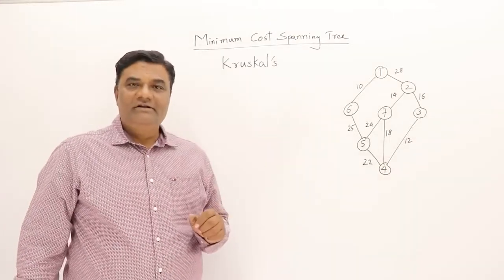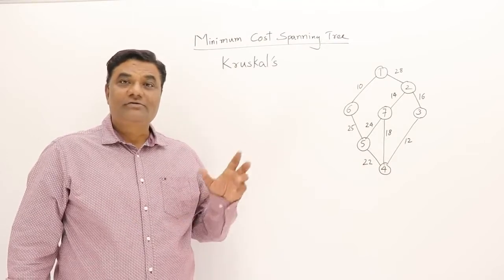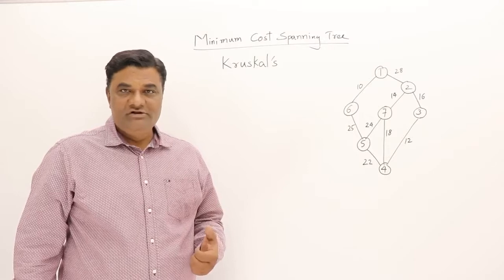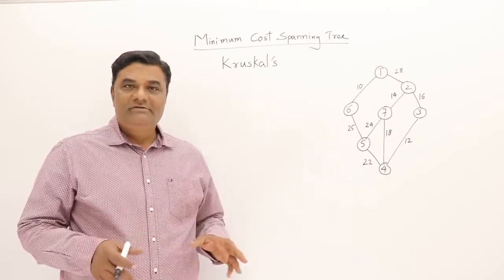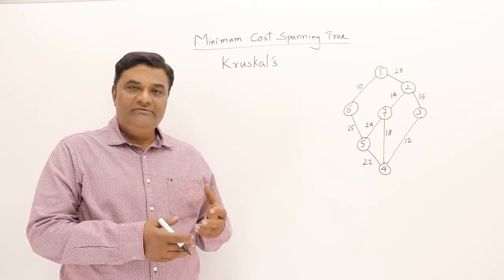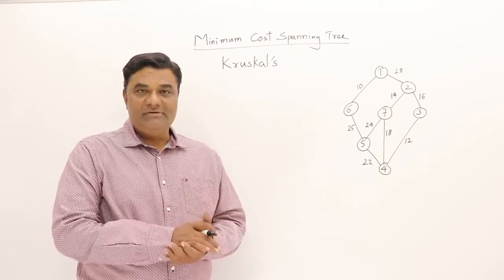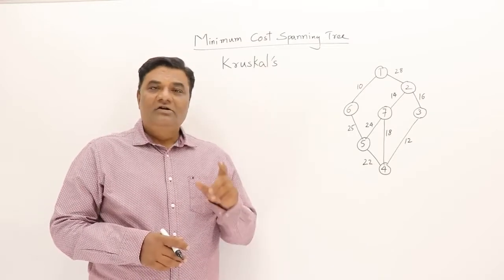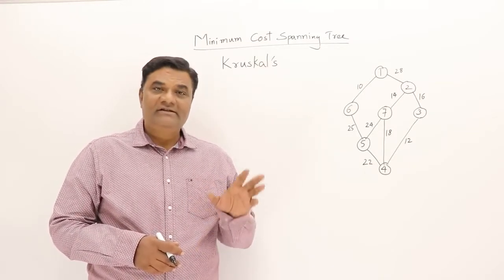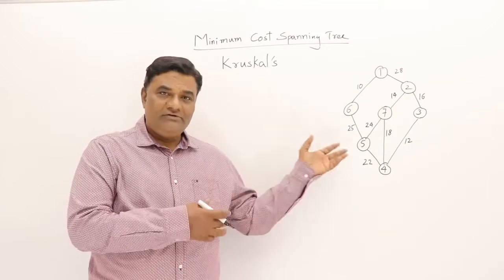Next method for finding minimum cost spanning tree is Kruskal's method. This also follows a greedy approach. Instead of trying out all possible spanning trees, it shows a procedure by following which we can get a minimum cost spanning tree. It says that always select a minimum cost edge. Always select a minimum cost edge. Let us follow this one.